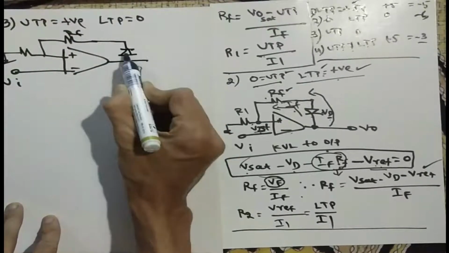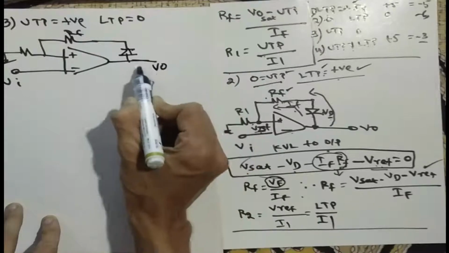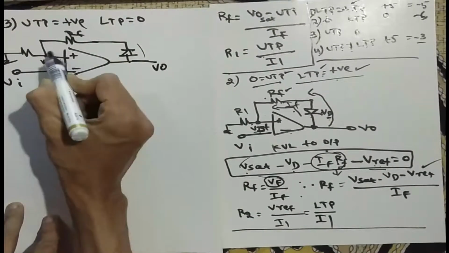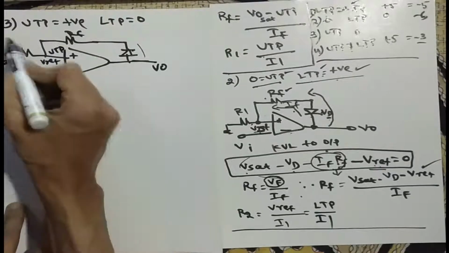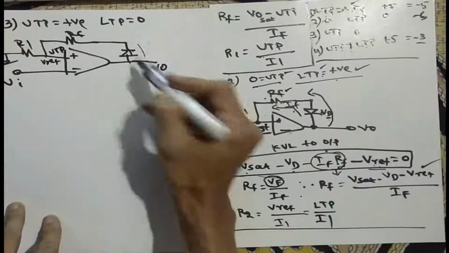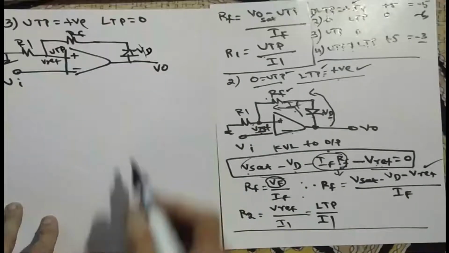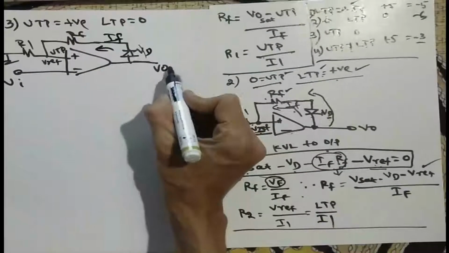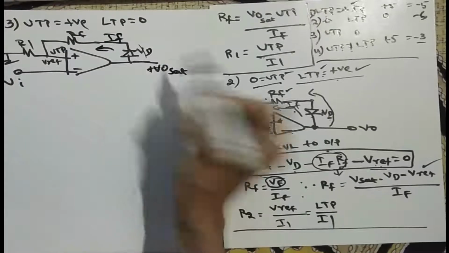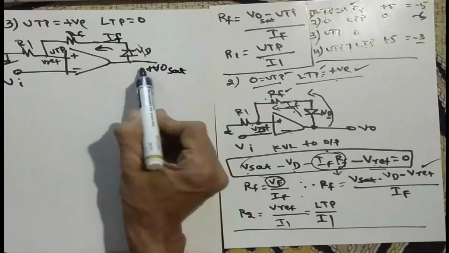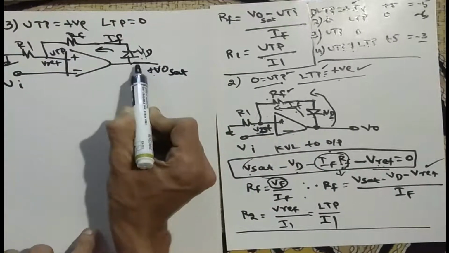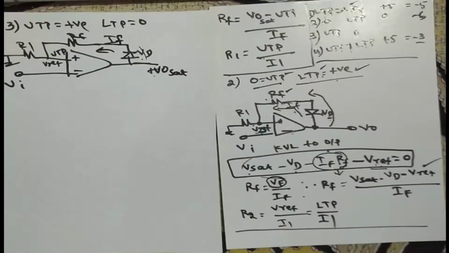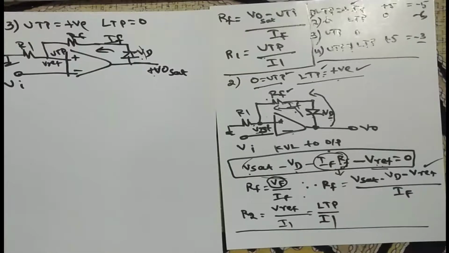Why this direction? Because V0 is going on, positive V0 is going this side. So this you can call V reference, or you can call UTP, any name you can call. This I am calling R1, and this voltage is nothing but VD. Whatever current is there I am calling IF, and this is nothing but V0 saturation positive. Why are we considering positive? Because when positive it is forward bias, so it will conduct. In negative it won't conduct because this becomes a reverse bias. I hope you are following this one.